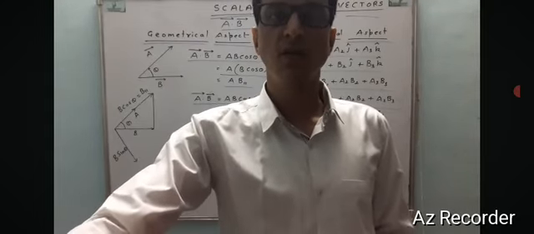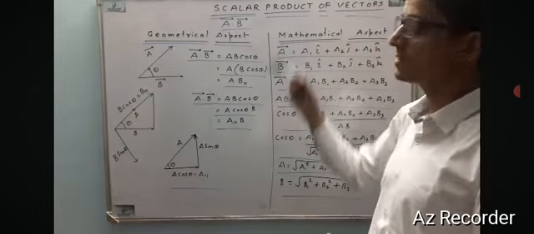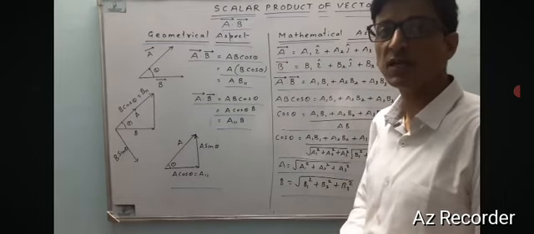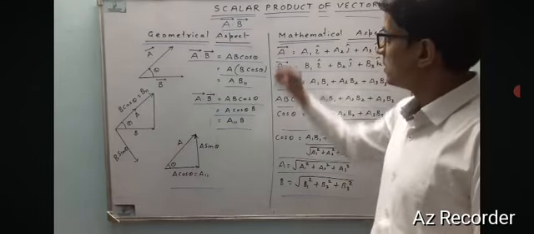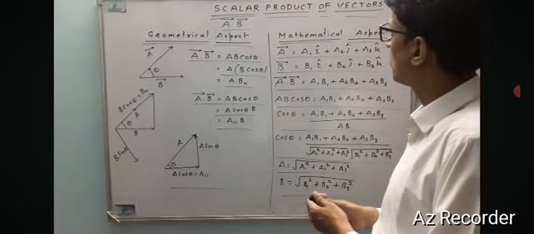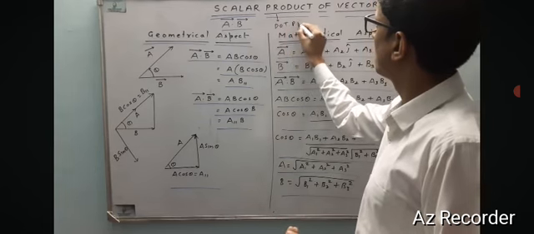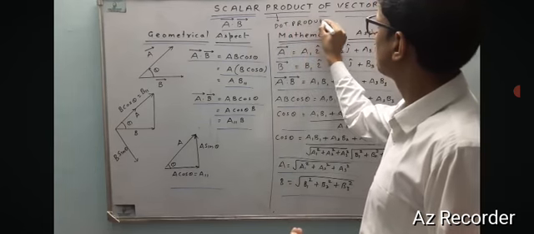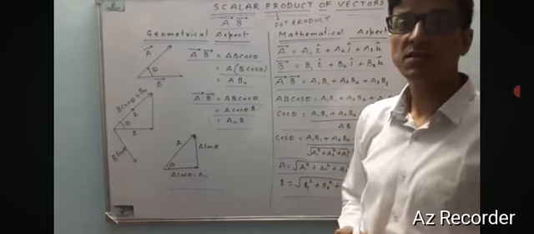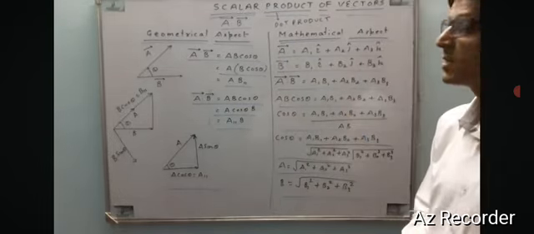Today we will discuss about scalar product of vectors. So we know that for scalar product, there are two vectors, vector A and vector B. The scalar product is defined as A dot B. It is also called the dot product because we use the symbol dot for that. So we will analyze scalar product in its geometrical aspect and in its mathematical aspect.